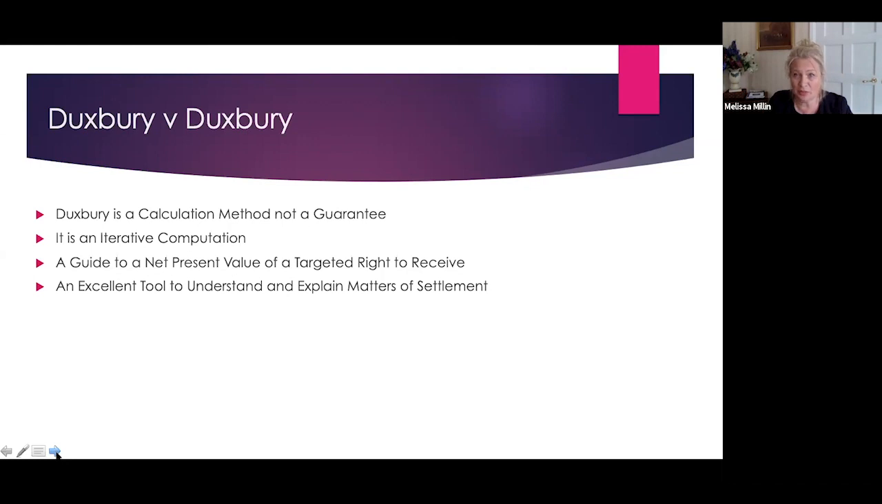Where its magic begins is that there was a gentleman called Mr. Tim Lawrence. He worked for a firm at the time of Cooper's Lybrand, and he had developed a model of calculation that was used in the case to calculate the lump sum payment equivalent to a future maintenance payment. This is called an iterative calculation. And the reason that we use Duxbury is it's about the employment of the method. It is a calculation and not a guarantee.